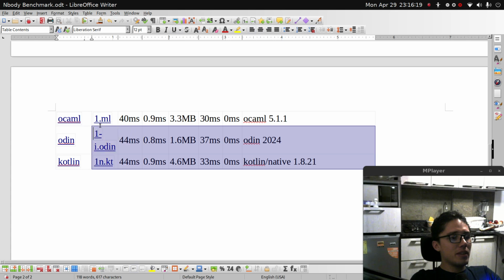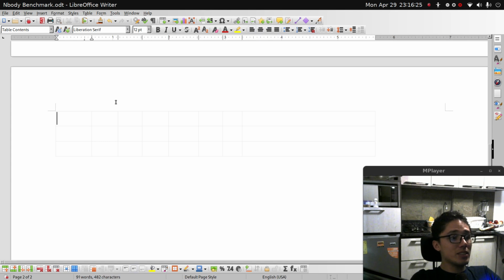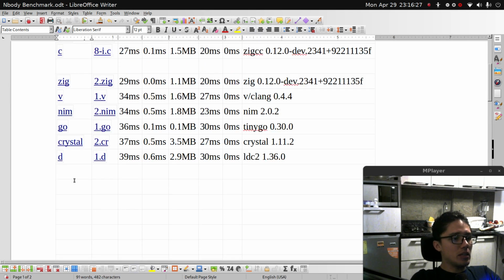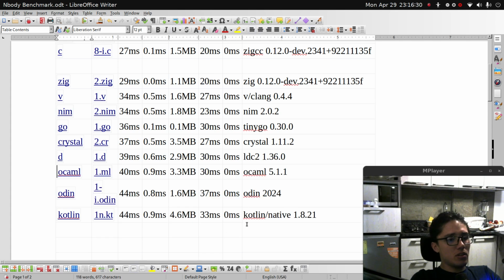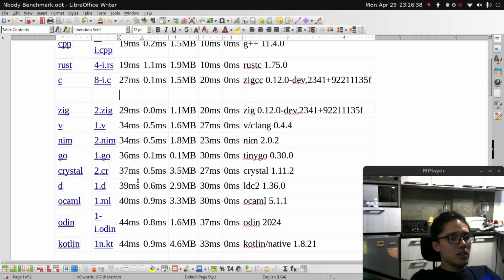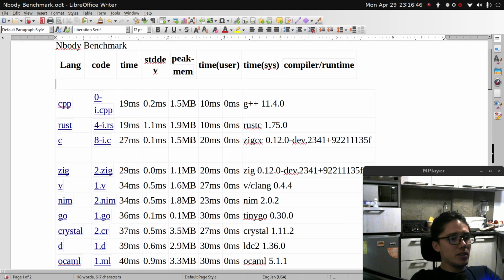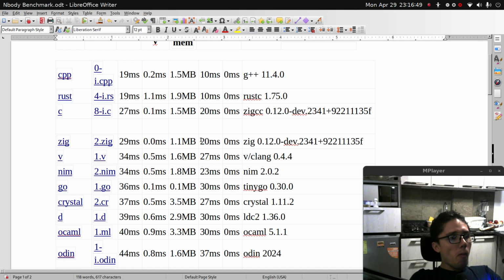And here you have these three new guys: OCaml, Odin, and Kotlin. But this is Kotlin Native, as you can see in the compiler section right here, Kotlin Native. So we can say that these guys are the winners, let's say. Can I delete this line? No, I can't. But so this, as you can see here, we have a Zig CC. So the fastest C is compiled with Zig.